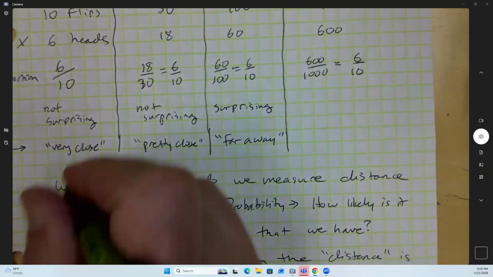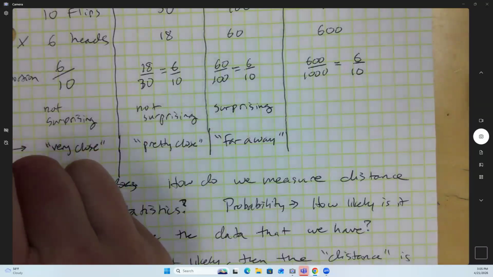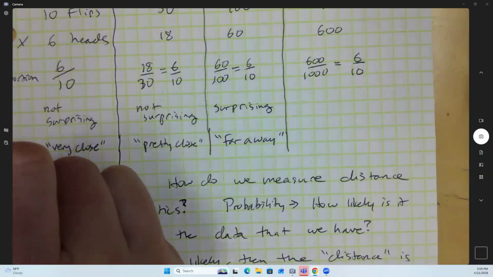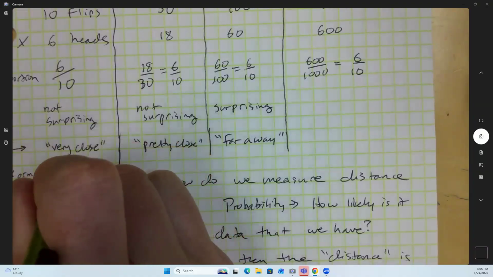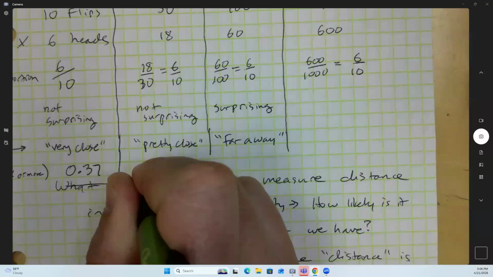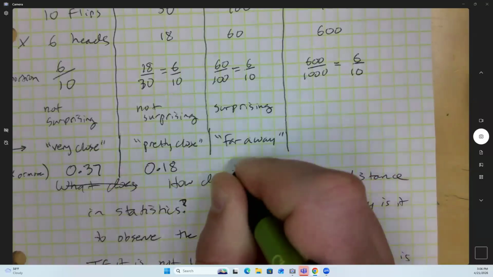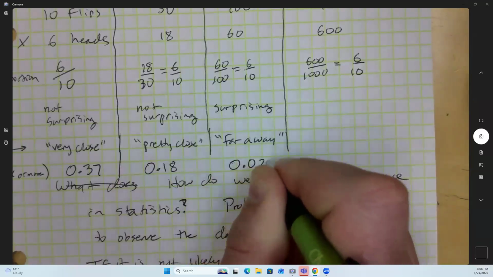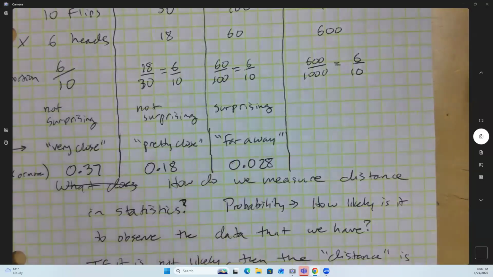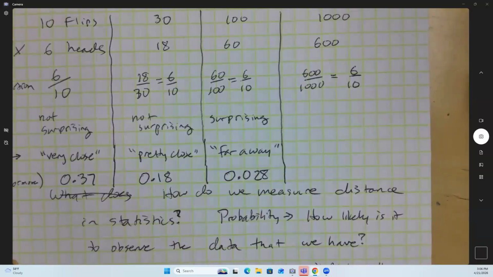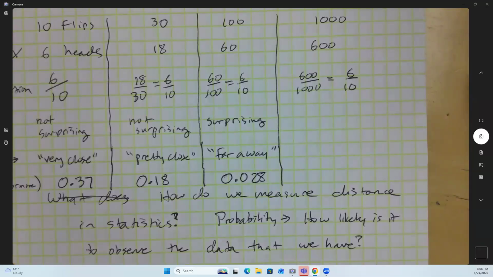In fact, let's add in our probabilities. Probability of X or more. This was 0.37. This was 0.18. Here we are at 0.028. How about 600 out of 1,000? Do you think that's going to be surprising or not surprising? Very surprising.